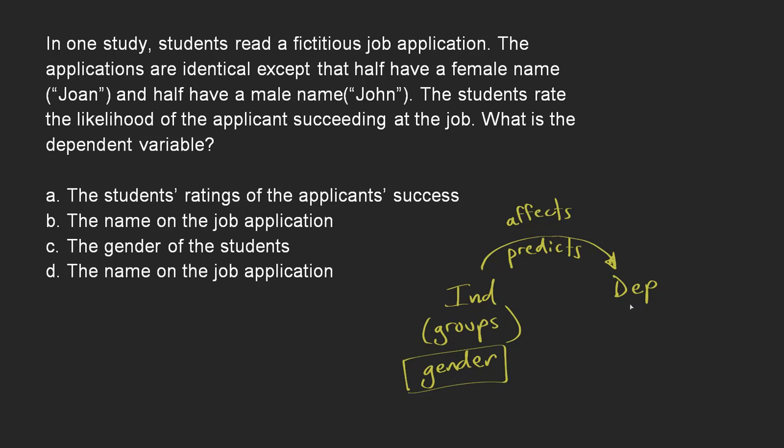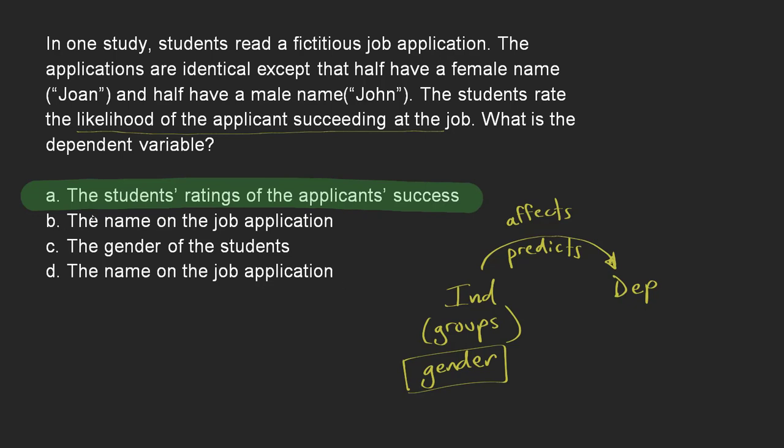The dependent variable is going to be what sort of a response we get or what sort of an outcome is affected or predicted. So that is the likelihood of the applicant succeeding at the job. And so I guess the answer here, part A, the student's ratings of the applicant's success. Okay, so the answer is going to be A, the student's ratings of the applicant's success.